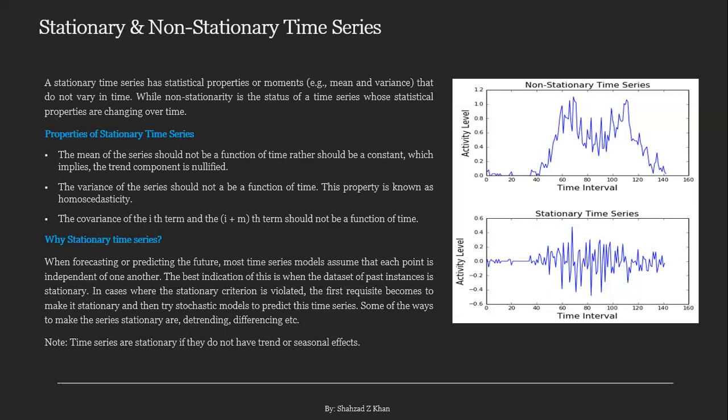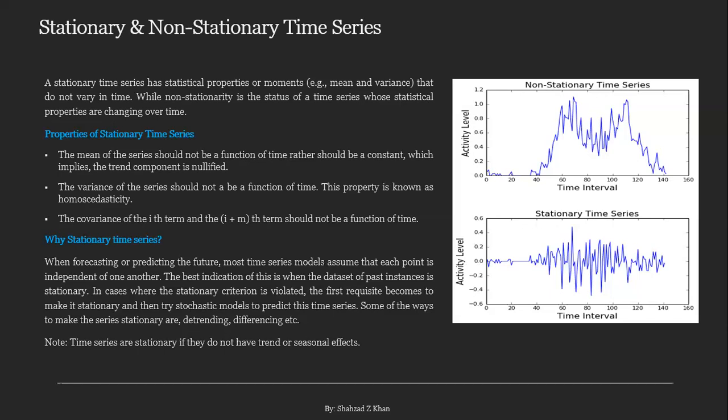So in a stationary time series, the variance of the series should be constant and should not be a function of time. This property is known as homoscedasticity. In a non-stationary time series, if the variance is not constant, that is called heteroscedasticity. So these are the time series terms. Don't get intimidated by these terms.